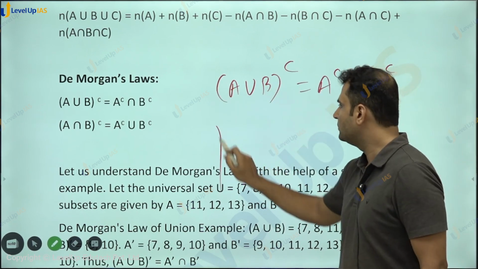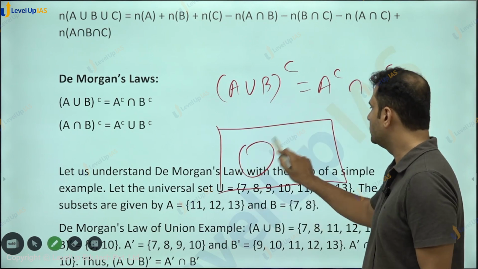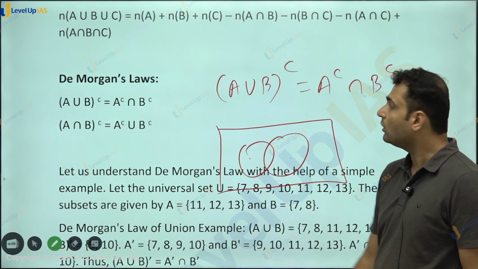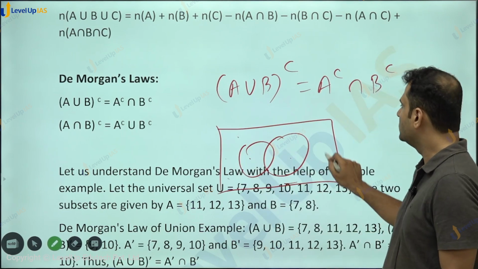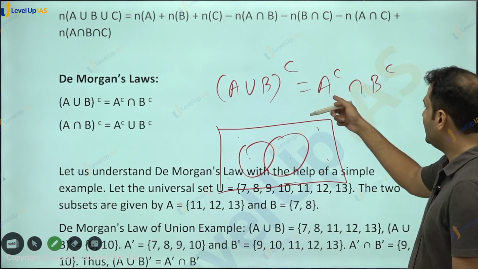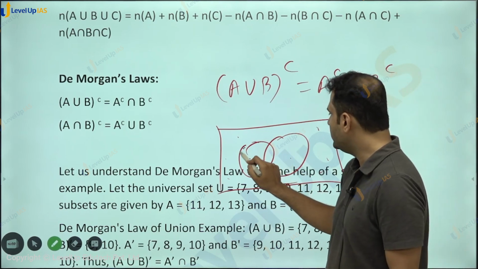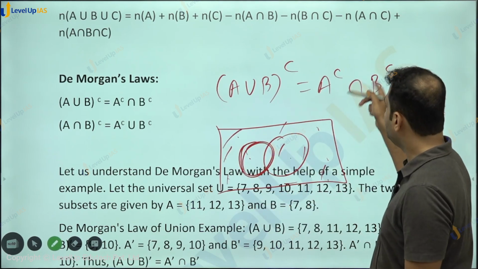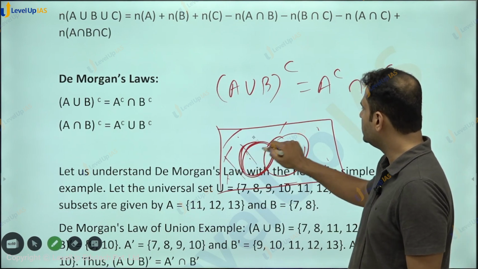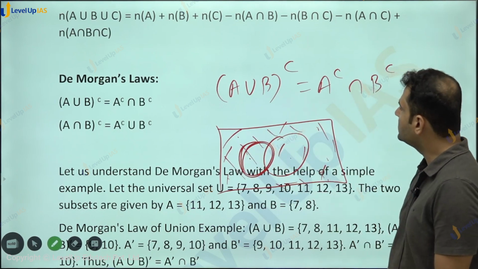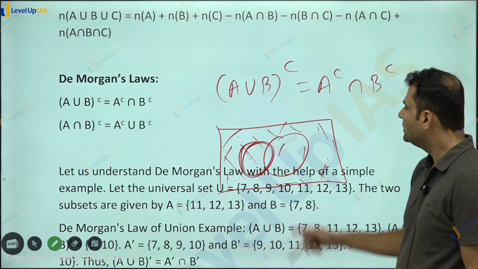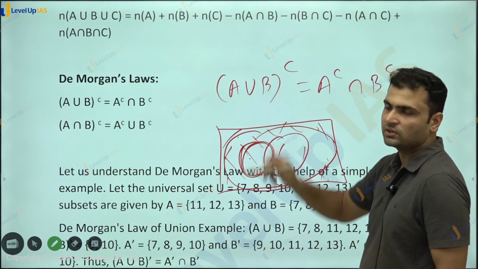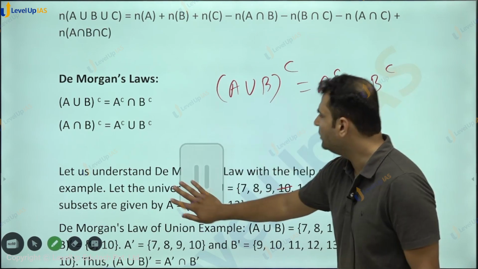Visual representation, what we have here, we want to talk about A union B complement. So A union B is this entire area, the complement of that is the area outside this. What we are saying, it is the same as A complement. A complement is the area outside this A, so this area, and B complement is the area outside B, which is this area. If you look at the intersection of that, what would be the intersection? Area outside this and area outside this. The intersection would be the outside area, which is the same as this. Visually also it can be verified.